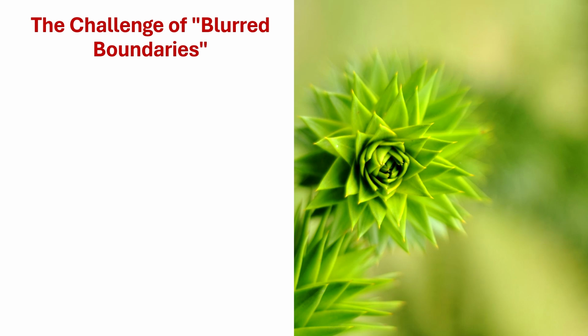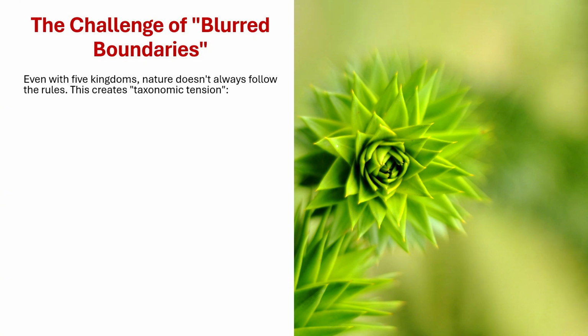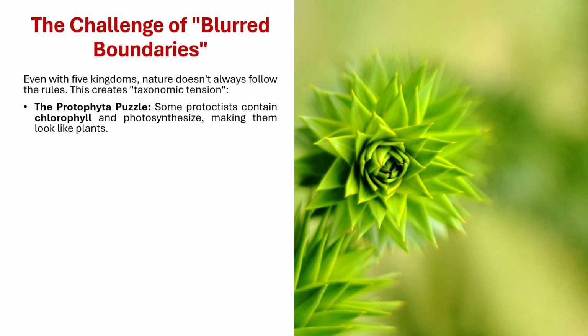We like to think of the five kingdoms as neat, separate boxes, but nature does not always follow our rules. This creates what we call taxonomic tension, where an organism seems to belong in two places at once. For example, the protophyta puzzle. Some protoctists contain chlorophyll and photosynthesize, making them look exactly like plants. This leads to the algae debate.